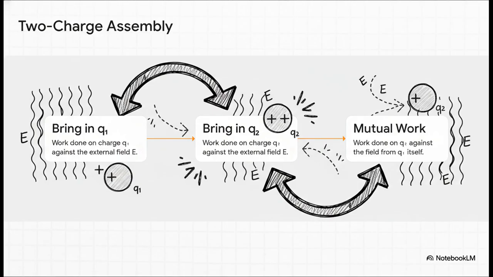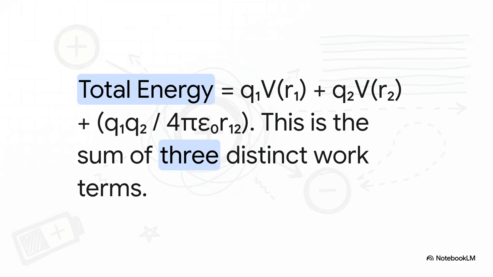First, the work to bring charge Q1 in from way out at infinity. Second, the work to bring charge Q2 into that same field. But here's the kicker, the crucial third piece. As we're bringing in Q2, we're also fighting against the electric field created by Q1 itself. They're interacting. This 3-step process leads us straight to our total energy formula.